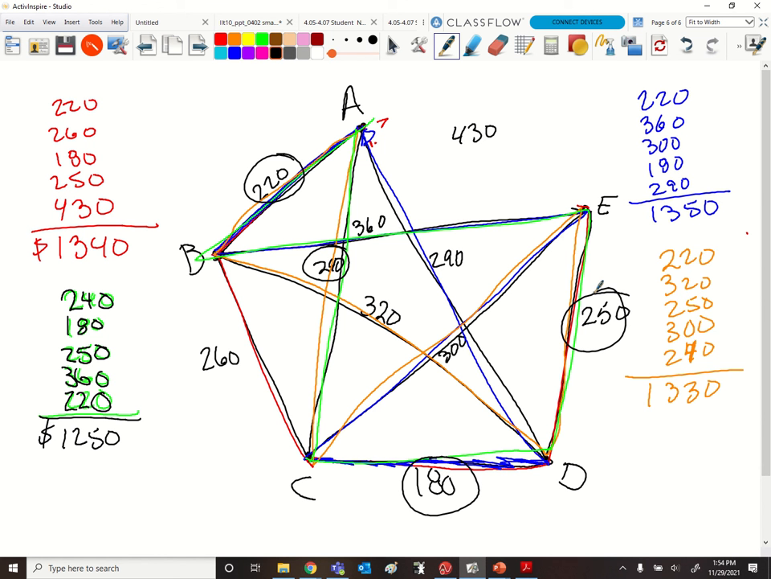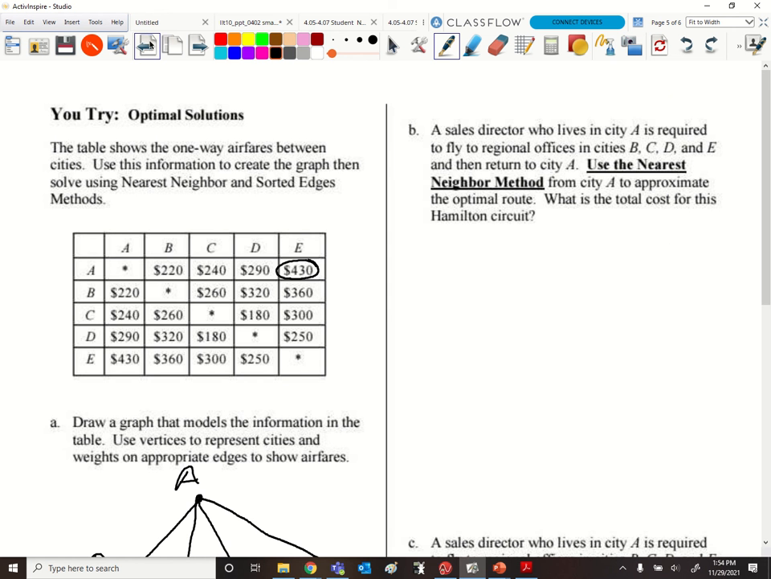So does that make sense? So that is a weighted Hamilton circuit. That's how we're going to use this to make sure that we're finding the cheapest route. Because when you're buying tickets, especially plane tickets like this, it is super important to figure out the cheapest route.